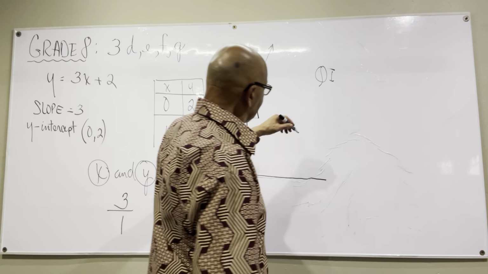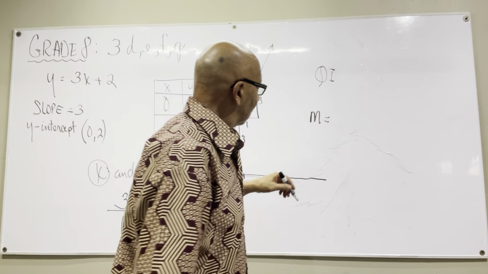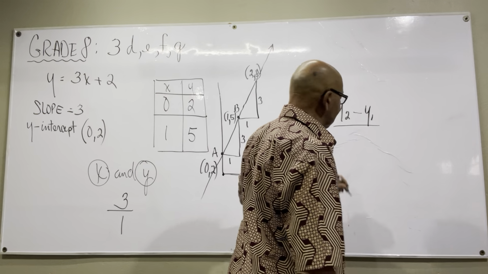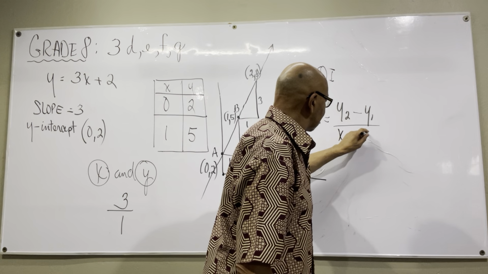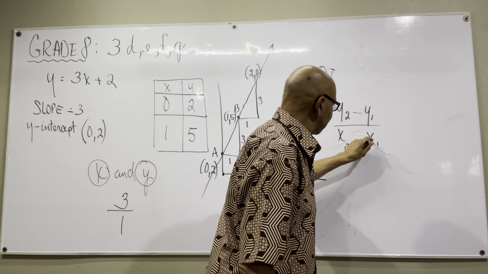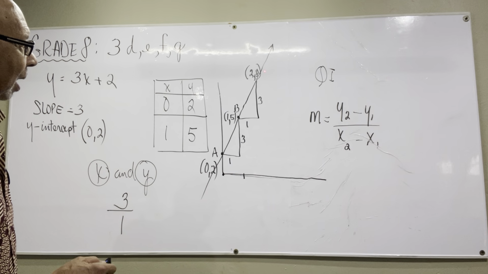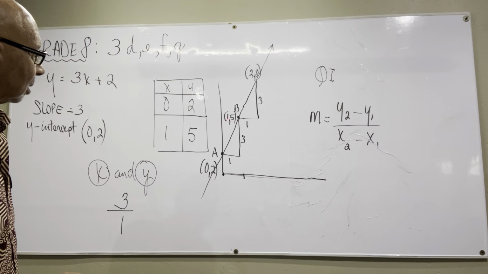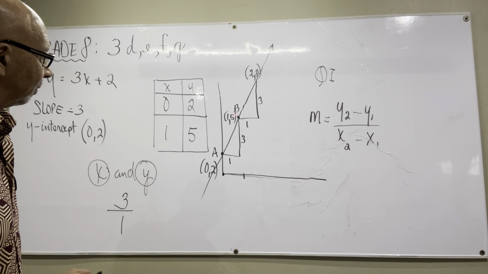The slope equals m, where m is the slope. The slope can be found by taking the y value of a point, subtracting the y value of the other point, and dividing by the x value of the second point minus the x value of the first point. So now what does this mean? Let's say this is our second point, y2. So this is x1, y1, x2, y2. The y values are 8 and 5. The x values are 2 and 1.